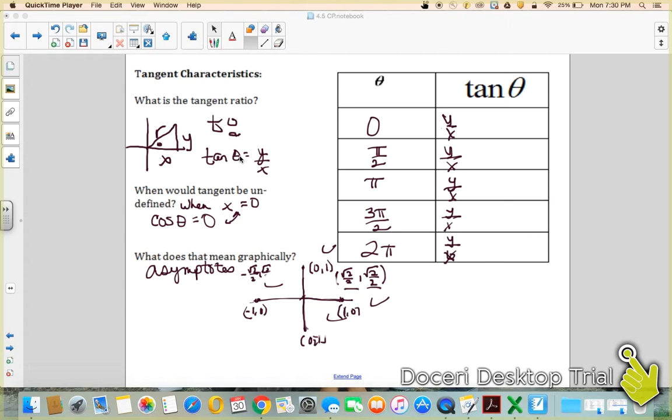Okay, so for the first one, the y value is 0, the x value is 1, so that's 0. At pi over 2, I'm up here, that would be 1 over 0, so that would be undefined. Pi right here would be 0 over negative 1, so that's 0. Down here at 3 pi over 2 would be negative 1 over 0, which is undefined. And then back at 2 pi, or 0, all the way around the circle, would give us 0 over 1, which is 0.